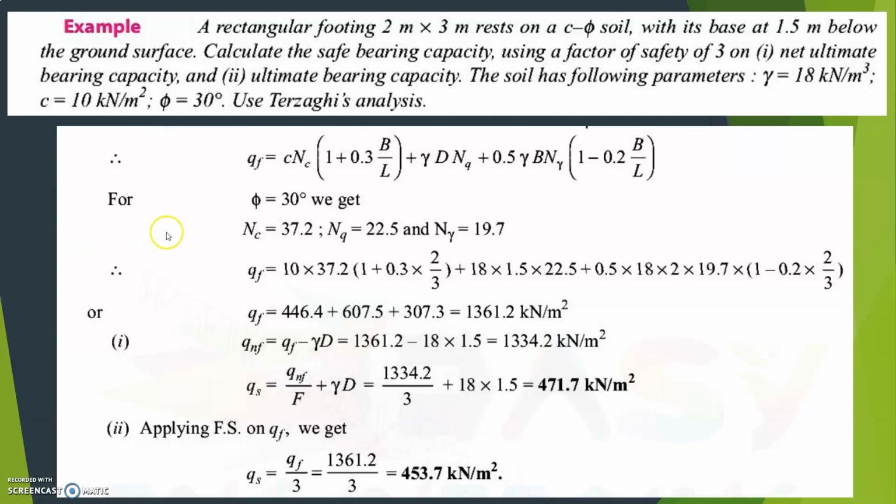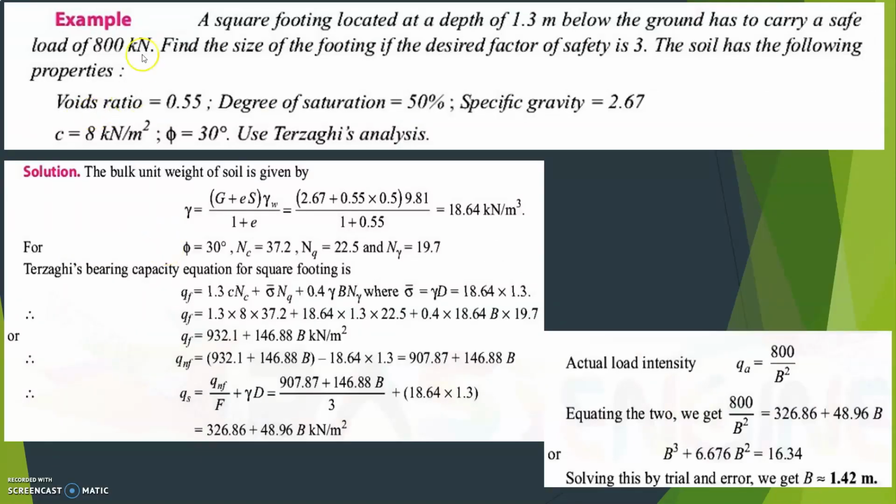Okay, we'll take one more problem. A square footing located at a depth of 1.3 meter below the ground has to carry a safe load of 800 kilonewton. Find the size of the footing if the desired factor of safety is 3. The soil has the following properties. Void ratio is 0.55, degree of saturation is 50%, specific gravity is 2.67 and C is equal to 8 kilonewton per meter square, phi is equal to 30 degree, and use Terzaghi's analysis.